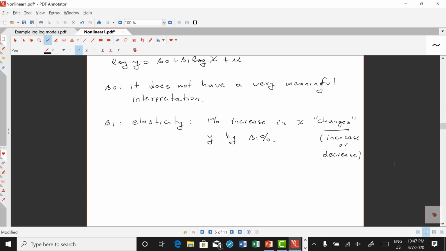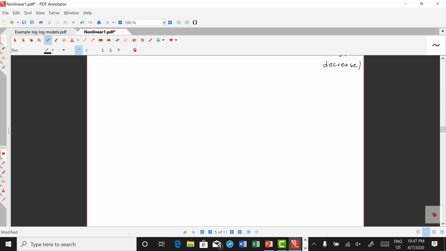Okay? So, in order for us to do predictions in terms of the original dependent variable, we need to make some additional assumptions. So, predictions of y with log models.